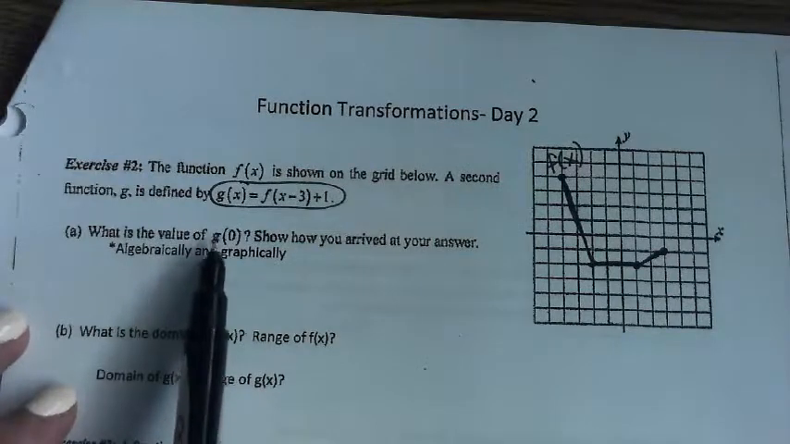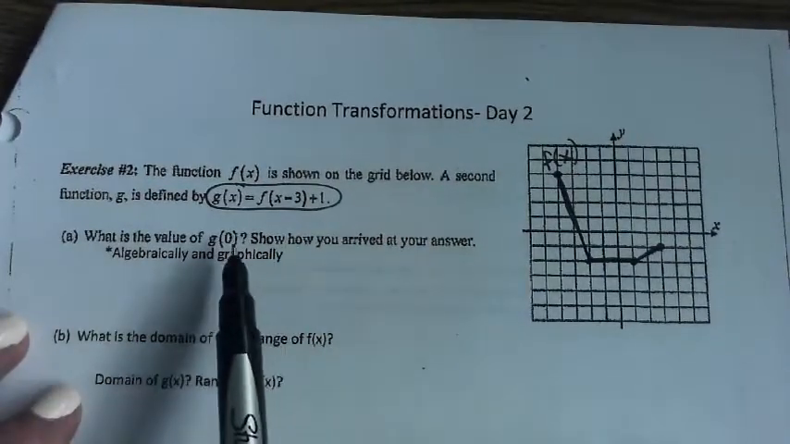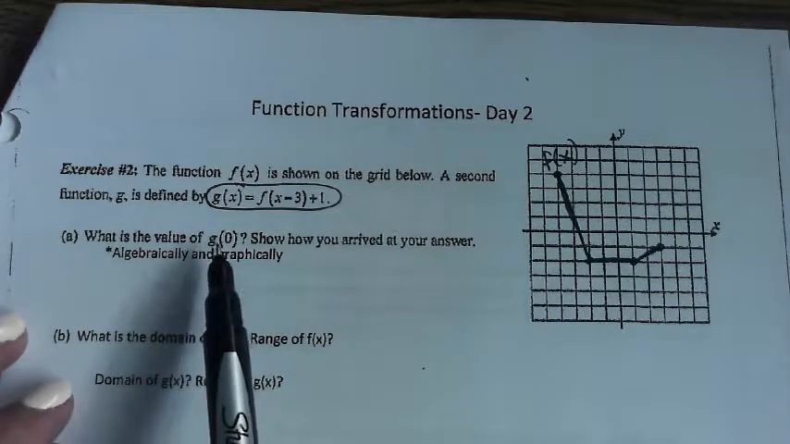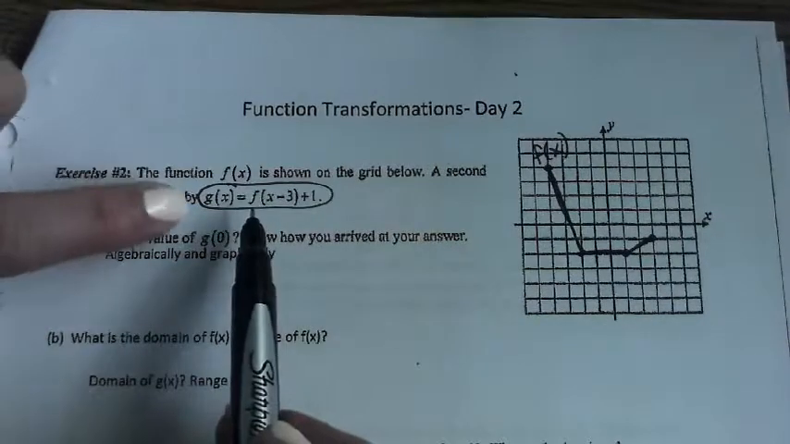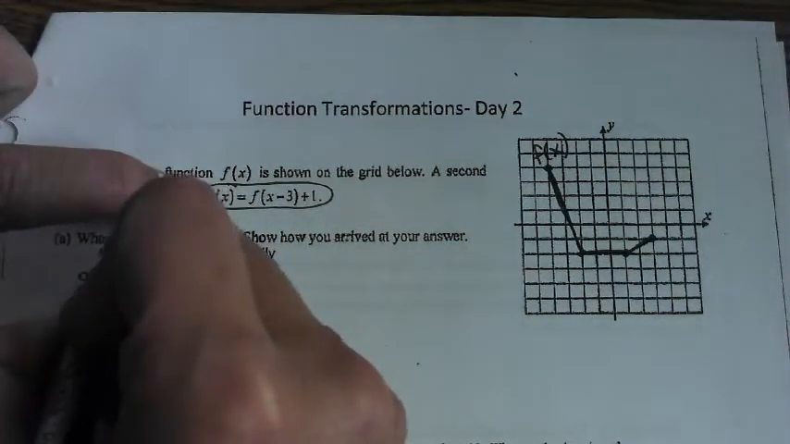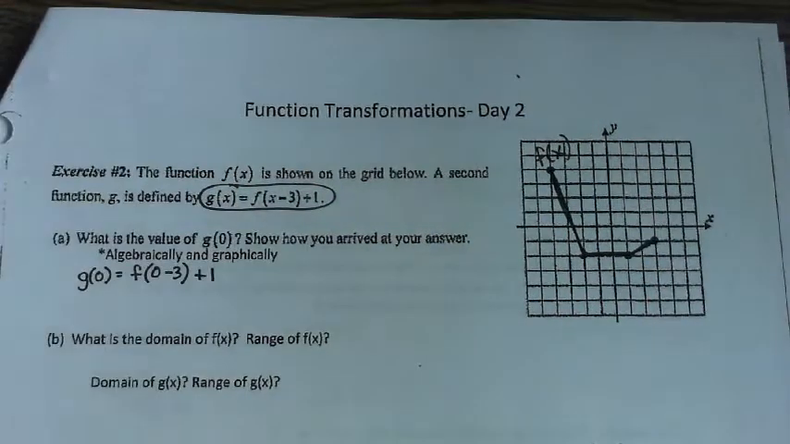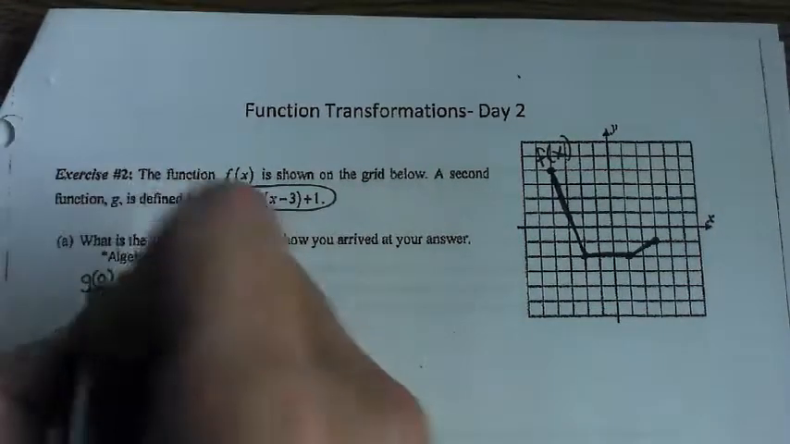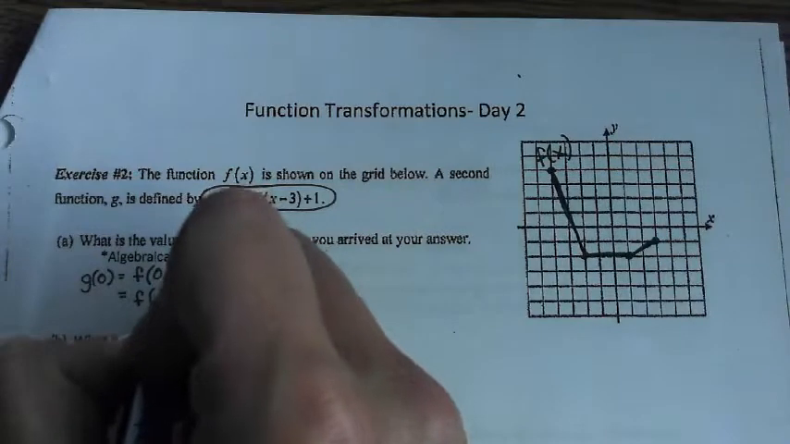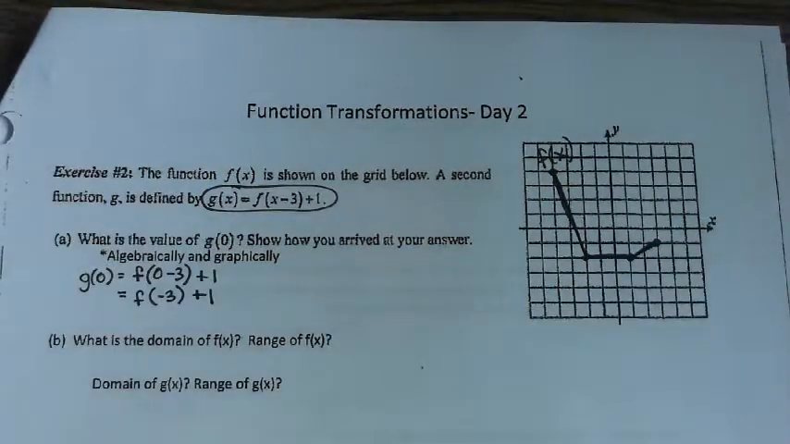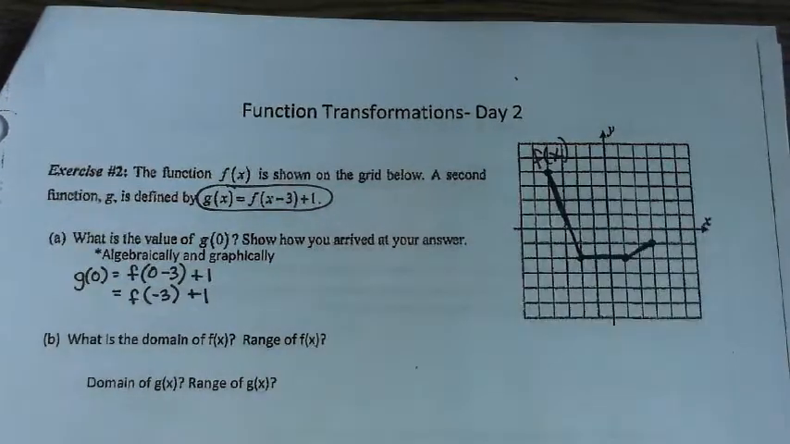So if we're asked to find g of 0 algebraically, that means we plug 0 into what function? The g function. If you want g of 0, plug 0 in for g. So I'm going to take this function, and I'm just going to write g of 0 equals f of 0 minus 3 plus 1. And then 0 minus 3 is obviously negative 3. So I need to find f of negative 3. No problem. I have the f graph. So take a minute to figure out the value of f of negative 3.